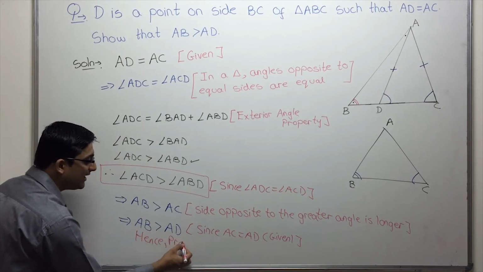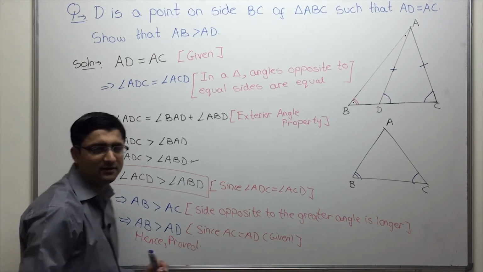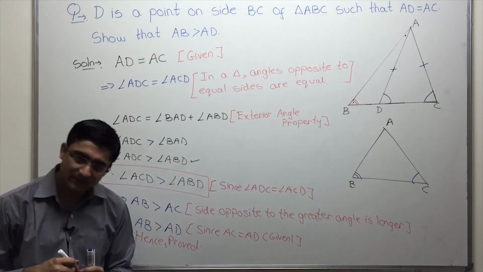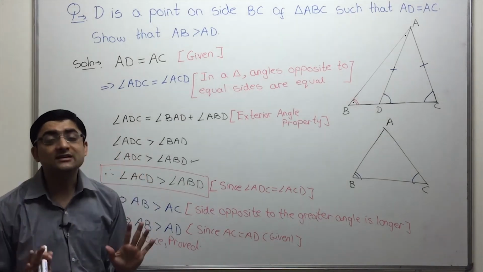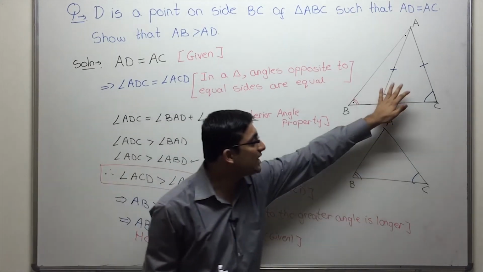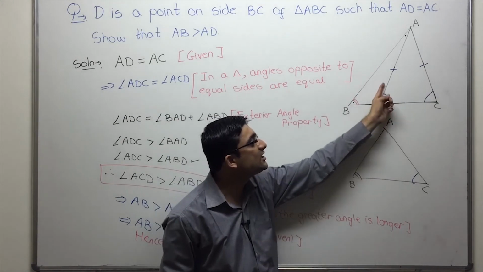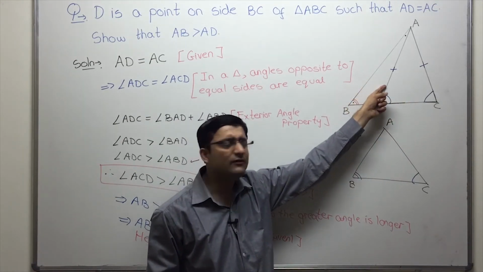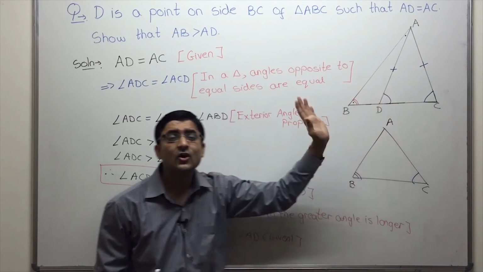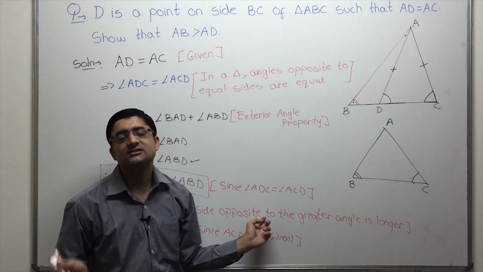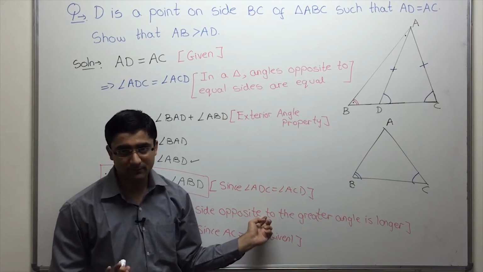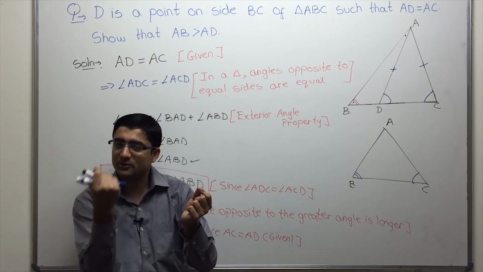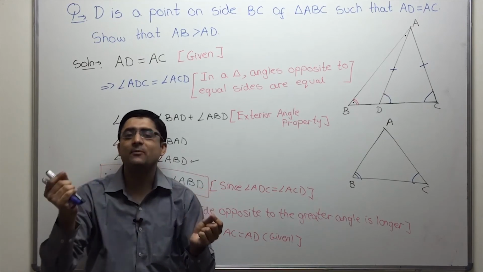Now this proof might not be clear the first time, right? It's slightly difficult to understand these type of questions, but nevertheless you'll get the hang of it. So let me do a recap. Always understand what is given to you. We are given there's a triangle ABC, D is a point on BC such that AD is equal to AC. Now we have to show that AB is greater than AD. Whenever we have to show one side is greater than the other, we take the help of this theorem: side opposite to the greater angle is bigger. So basically we have to show two angles, one is bigger, one is smaller. So side opposite to the bigger angle is bigger than the side opposite to the small angle.